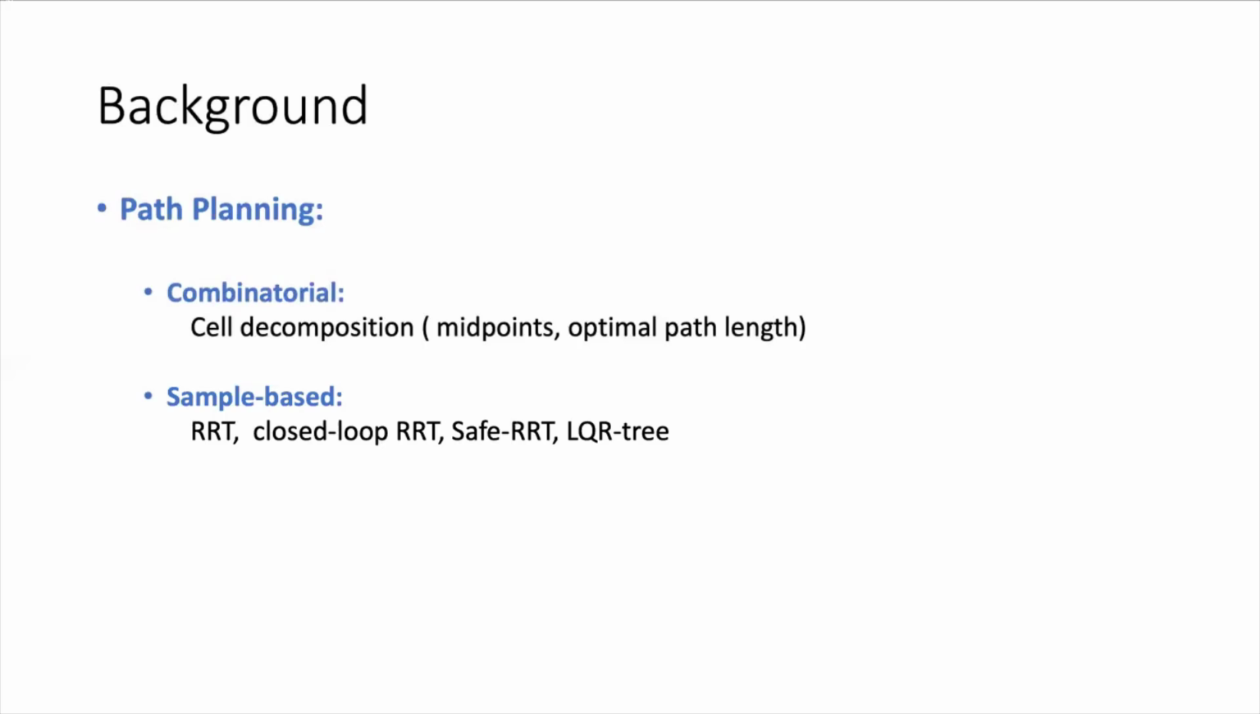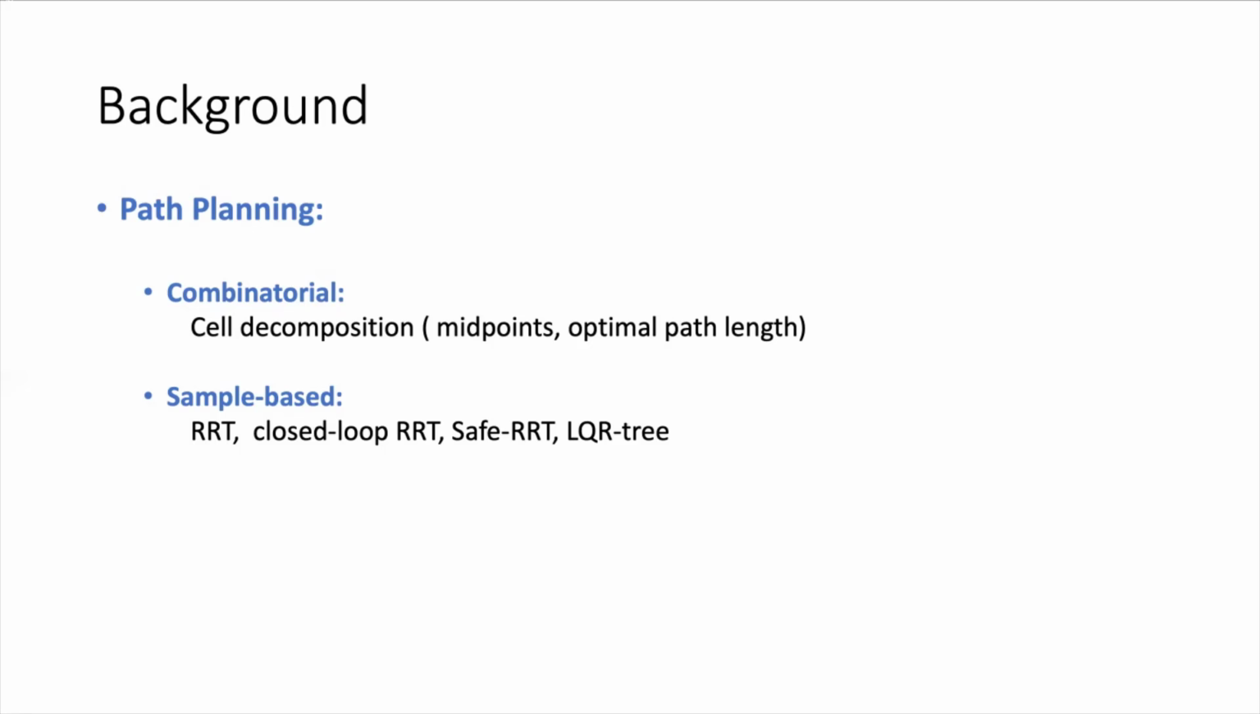One of the well-known combinatorial path planning algorithms is the cell decomposition method, where the complex environment is decomposed into a set of cells and avoids obstacles by planning a straight path in individual cells. Sample-based algorithms are popular due to their good practical performance and their probabilistic completeness. Extensions of RRT algorithms like closed-loop RRT and safe RRT algorithms can expand a tree from an initial state towards a goal state by sampling control inputs.